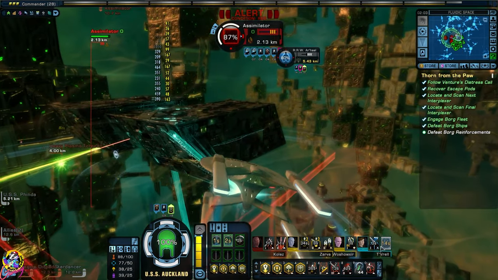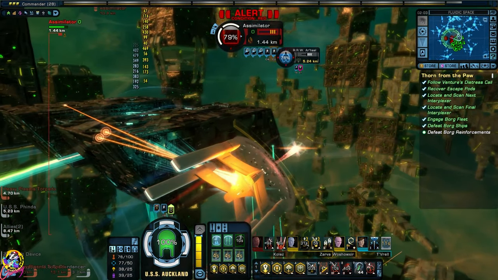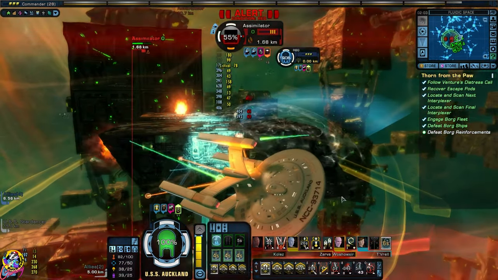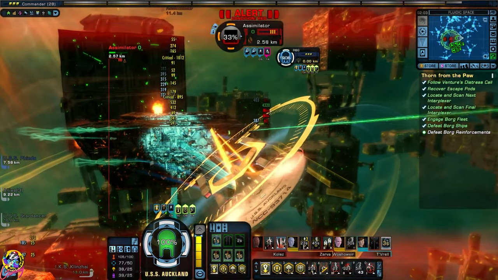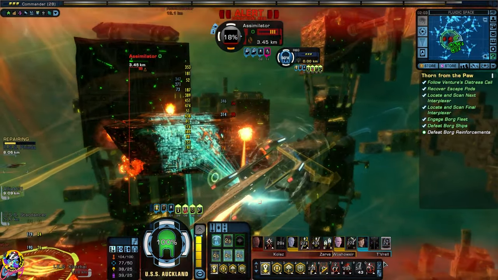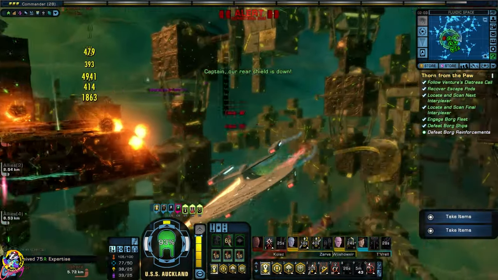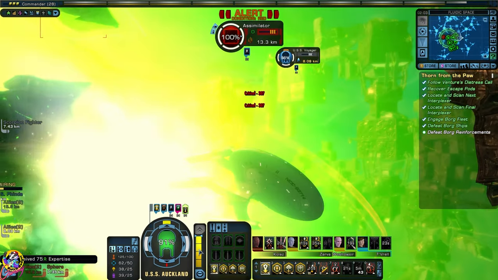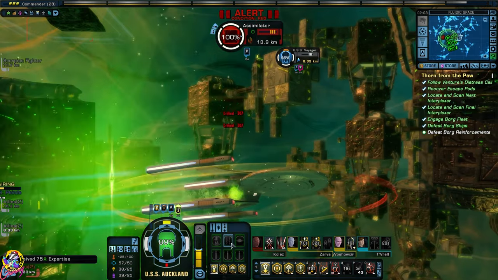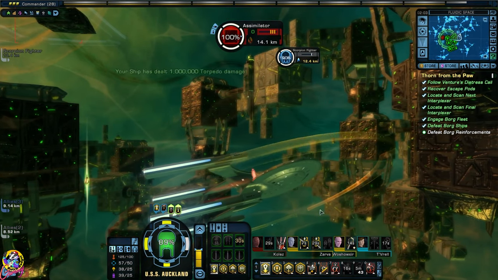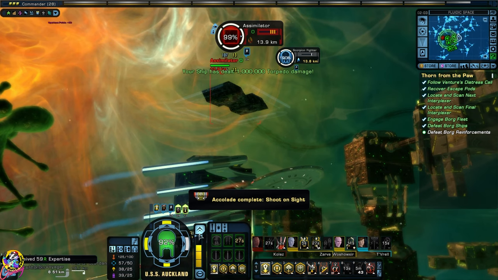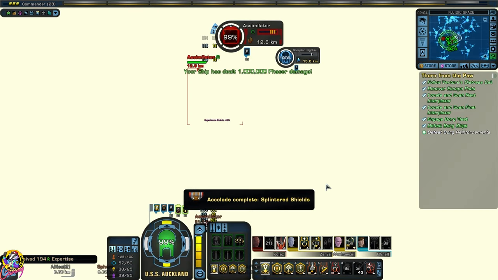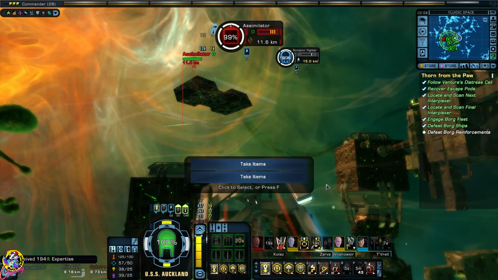So we're in a Unimatrix. How terrifying. Luckily, we've not had any Borg cubes to deal with yet, as I don't think we could deal with those, surely. Shoot on sight. Oh! Splintered shield. Looks like we got two awards there.